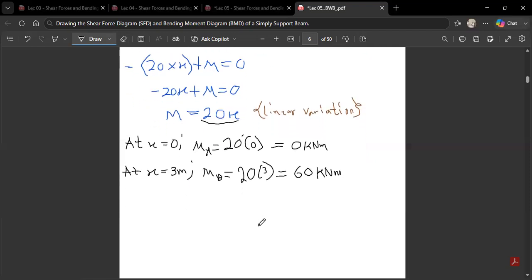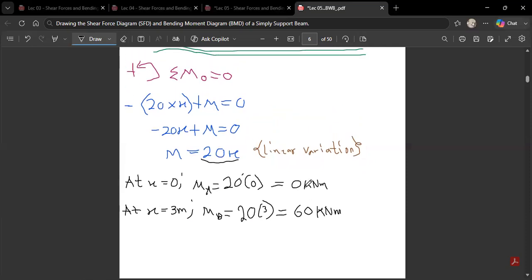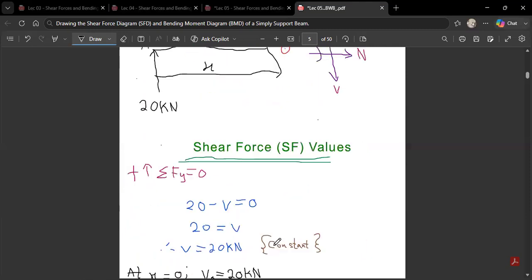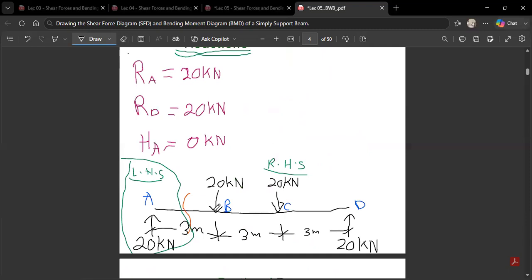So you can see that now we know the moment at A. We know the value for the moment at B. We also know the shear force at A. We also know the shear force at B. So the next thing we are supposed to do is take a cut at portion BC. We are done with portion AB. So we are coming to take a cut at portion BC this time. So this is the cut.